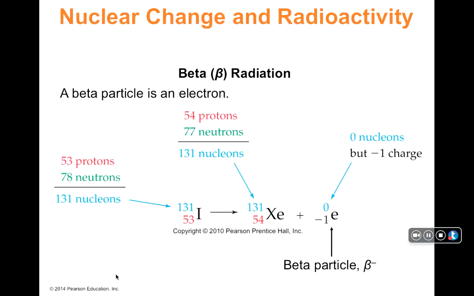But we've changed the identity of the element because we've changed the atomic number. Remember that the atomic number identifies the element. So 53 means iodine in all cases. 54 means xenon in all cases. So we have changed from an isotope of I-131 to xenon-131. And that xenon-131 has 54 protons from its atomic number and 77 neutrons because we subtract that from the 131.